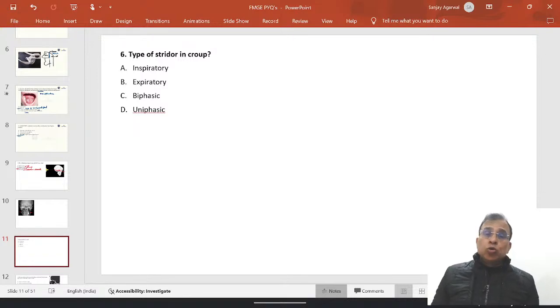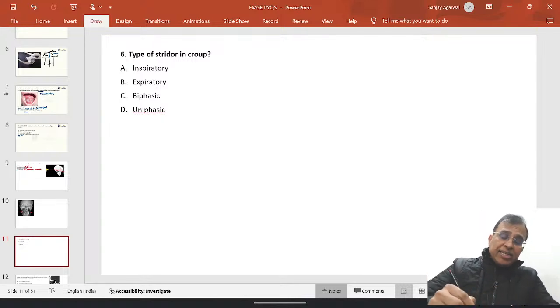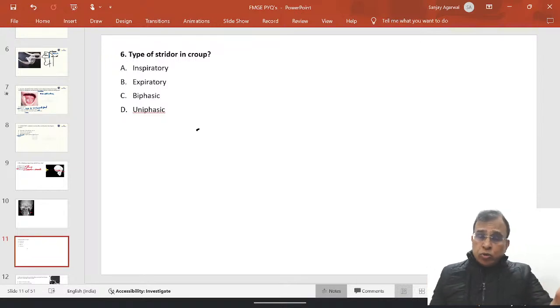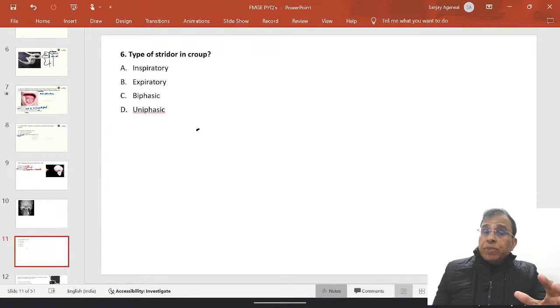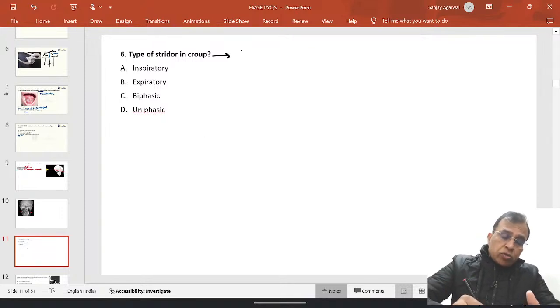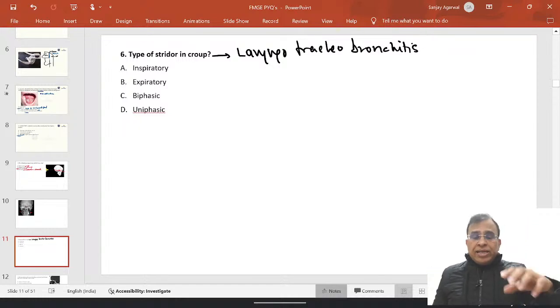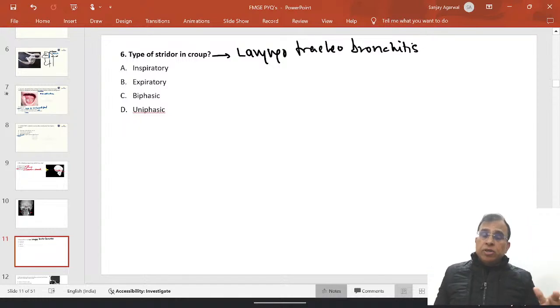Then, type of stridor in croup. Even if you don't know this, you should be able to answer this by now, because I just told you. I'll repeat what I told you. We divide the larynx into three parts: glottis, supraglottis, subglottis. And depending on which part of the larynx has a problem causing stridor, it can be either inspiratory, expiratory, or biphasic stridor. Now, croup is also called laryngotracheobronchitis. So, as the name tells you, larynx, trachea, and bronchus, all three are inflamed at the same time.